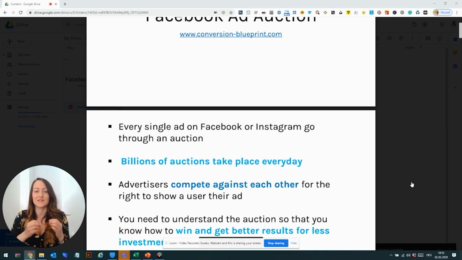And what it is in its core is that advertisers compete against each other for the right to show a user their ad. I want to break this down by giving you a simple example, very simplified too. So let's say there are three companies. There's a barbecue manufacturer, there is a company that sells soccer products for soccer fans, and there is a company that sells ebooks about copywriting.